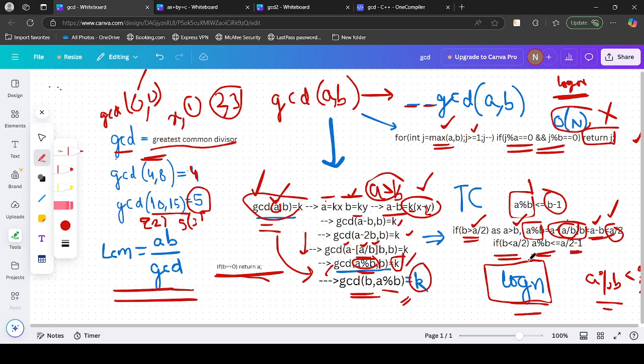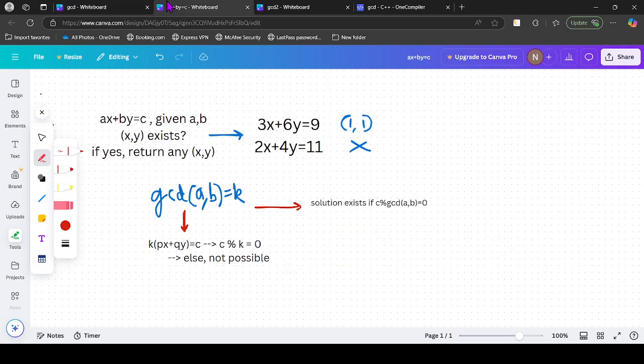But what is the use of GCD? Let's check another example. ax plus by is equal to c. We are given a, b, and c. We have to find whether a solution x comma y exists, that means whether there exist solutions where both are integers. So both x and y should be integers. We have to return yes if there exists a pair x comma y which are integers, and we have to return no if there are no pairs.